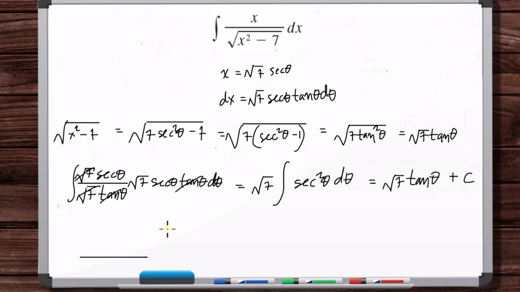Okay, so now we want to make a right triangle. Okay. And so we've got secant theta is equal to x over root 7. Secant theta is inverse cosine. So cosine is adjacent over hypotenuse. So this is hypotenuse over adjacent. Okay, so if this is z, we've got root 7 squared plus z squared is equal to x squared. So z is equal to the square root of x squared minus 7.